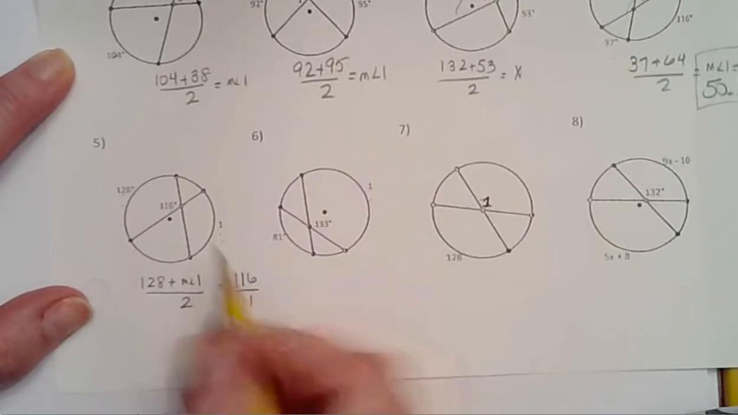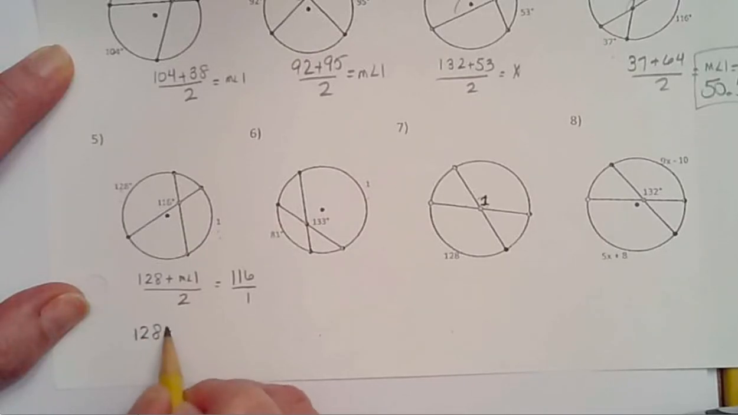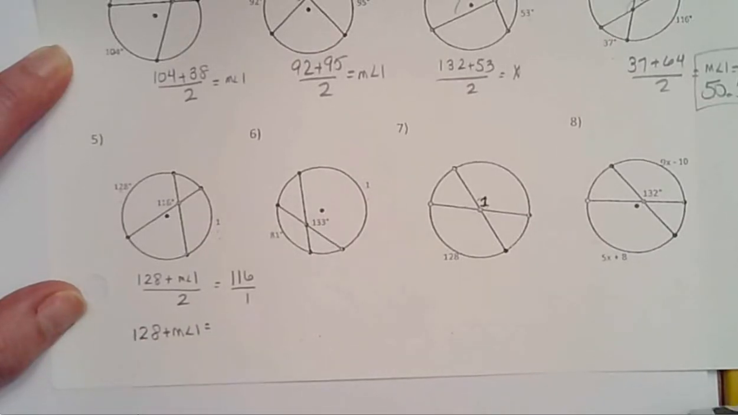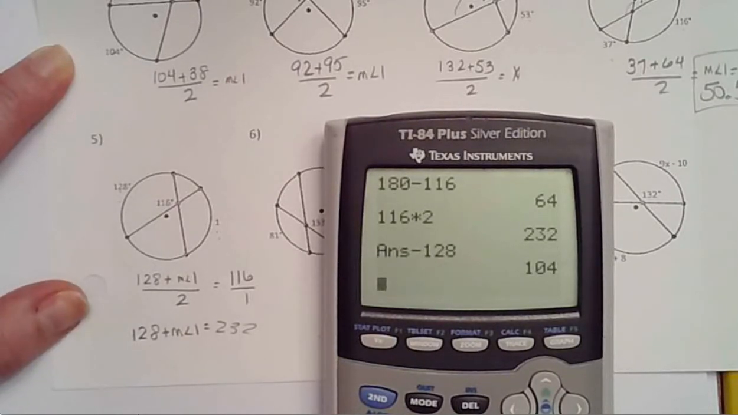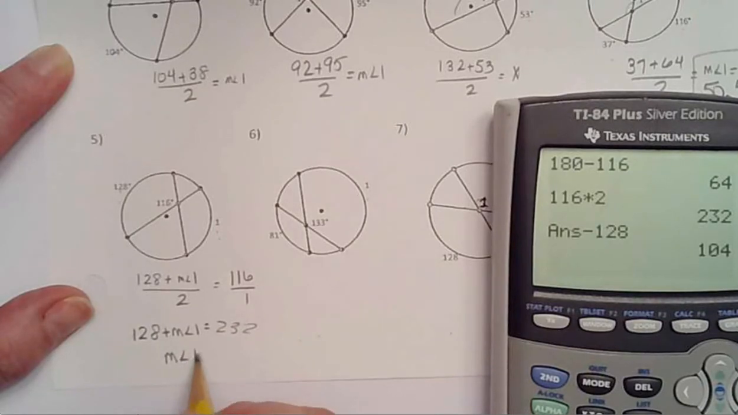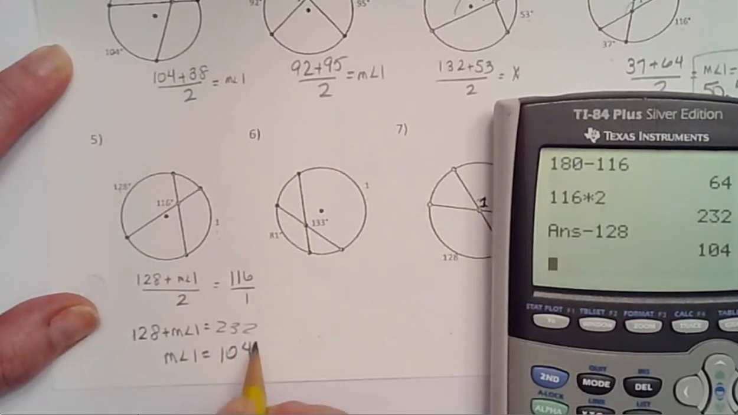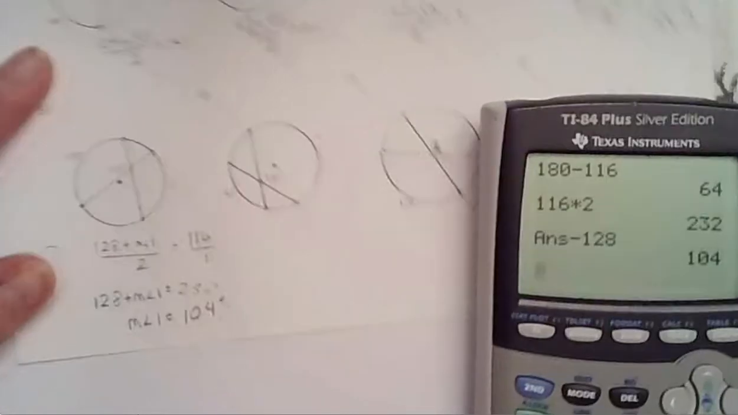Proportion, cross multiply. 128 plus the measure of angle 1 is equal to, so now I need 116 times 2, 232, minus 128, and I got 104. Measure of angle 1 is equal to 104. Check, done. Okay, next one.